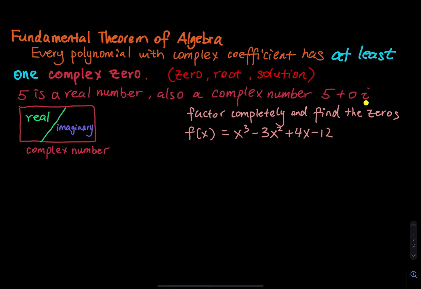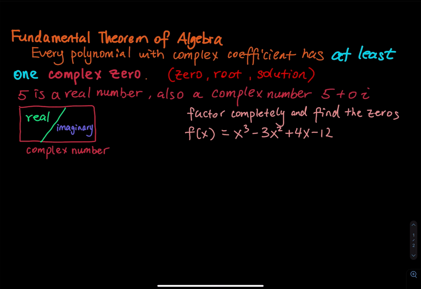So 5 plus 0i. Did I change the value of 5? No, because i is the square root of -1, but when you multiply by 0, it is 0. So 5 plus 0i is a complex number, but 0 times i is gone. So 5 itself is a real number and a complex number if you decide to write the 5 like this.